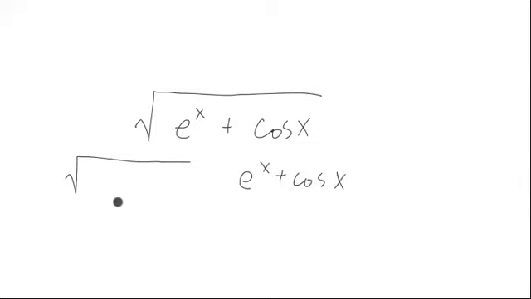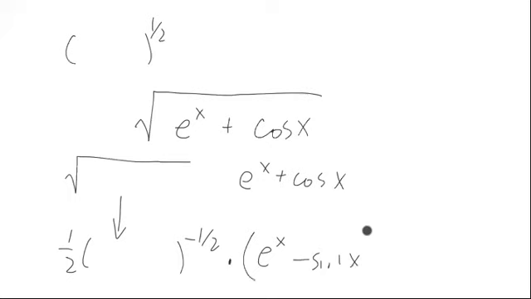We take the derivative of square root. Now think of square root as being something to the 1/2 power. So we end up getting 1/2 coming out front, raised to the negative 1/2 power, because you subtract 1 from the exponent. And then here, take the derivative of this. It's e to the x, because the derivative of e to the x is e to the x, then minus sine x.